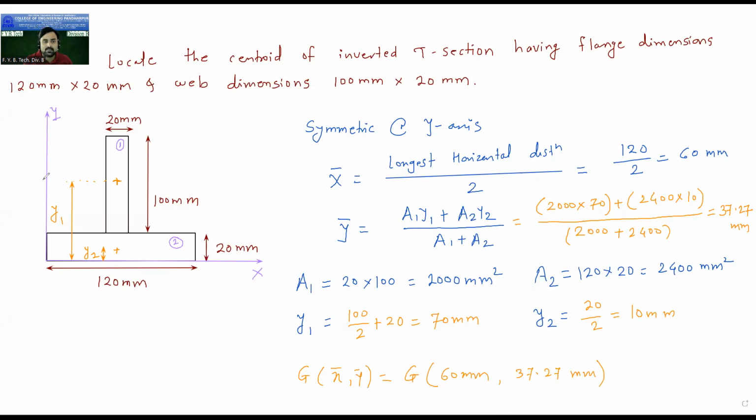So from the Y axis, if you travel a distance of 60 mm, that is the horizontal distance you should travel. And then 37.27 mm Y bar. So from the X axis, 37.27. So if I count from the X axis, this is 20. So above this, somewhere here you will get the centroid. This is the centroid of this inverted T section. And as the figure is symmetric about this y-axis, all these three centroids will be on the same line on the y-axis. So this is the technical meaning of symmetry that I have already explained to you in the last lecture.